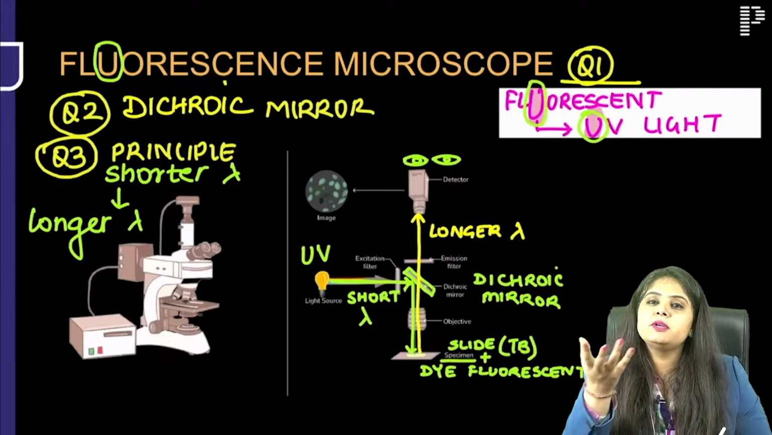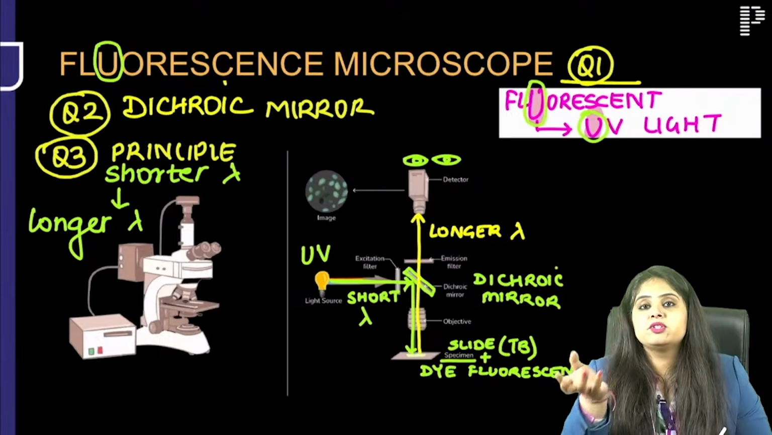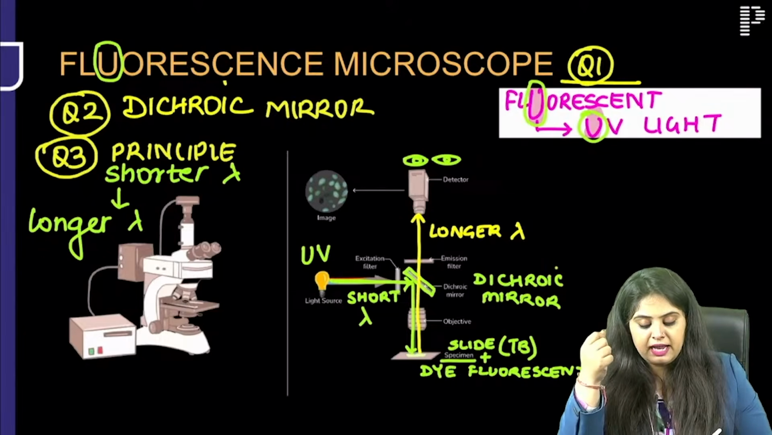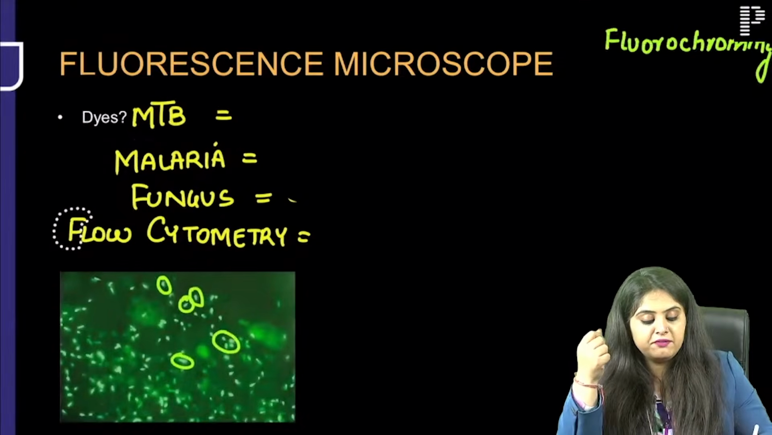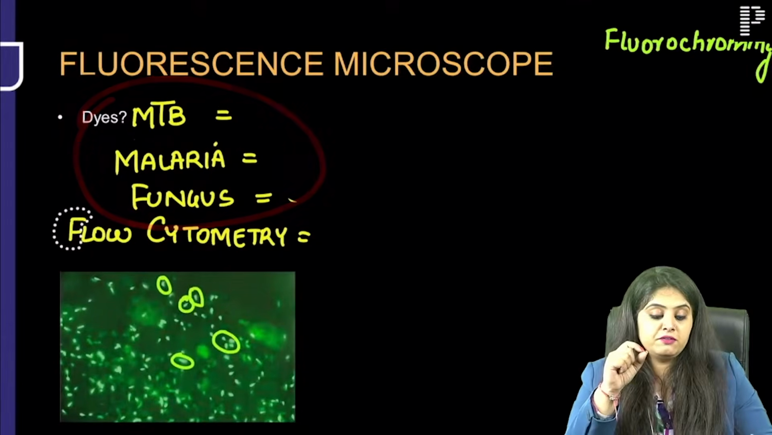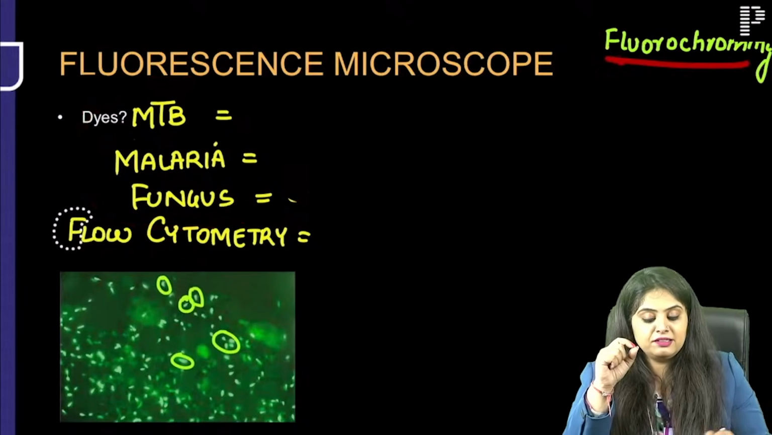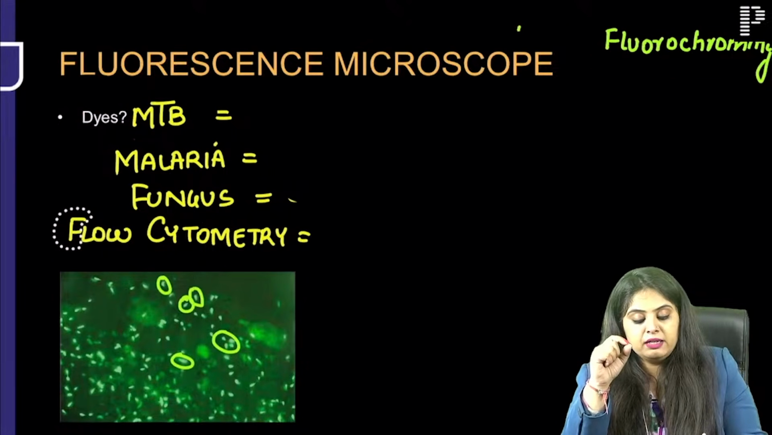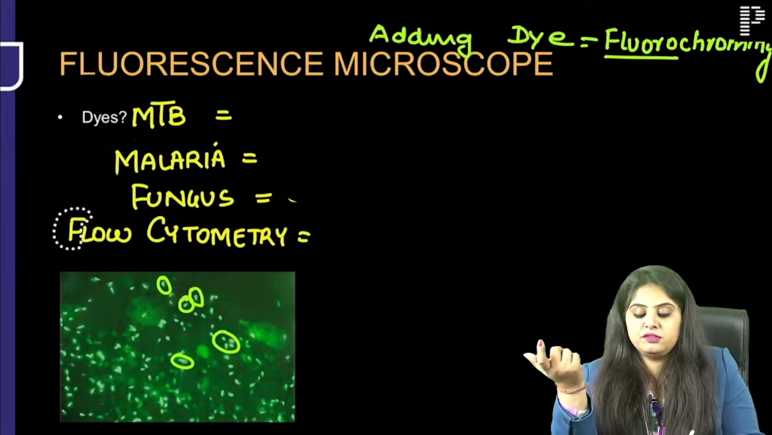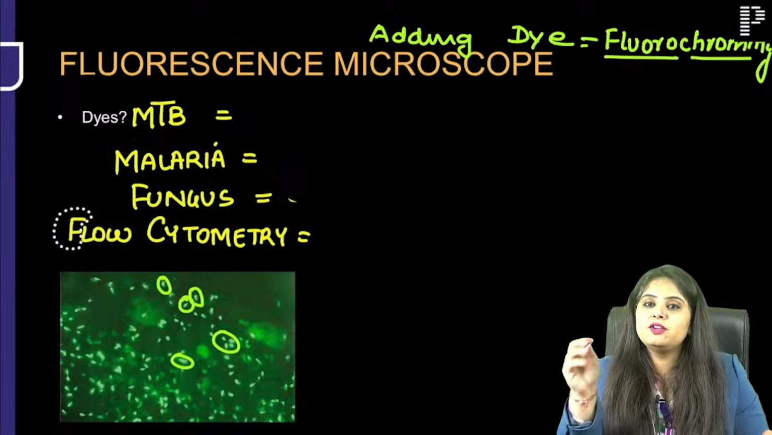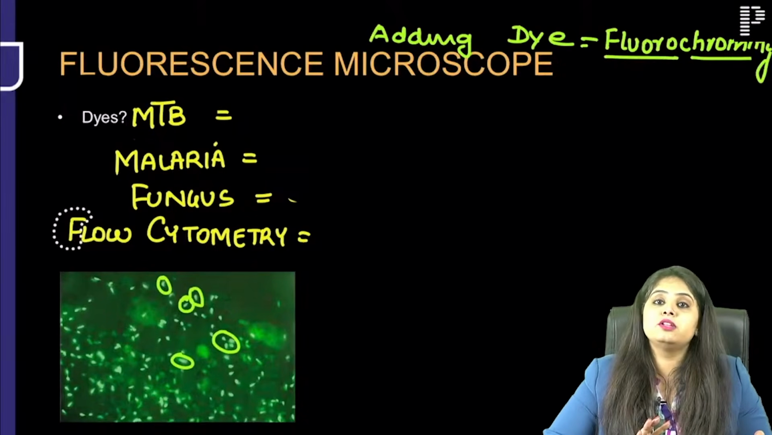So you will say, ma'am, because in the patient you were suspecting TB, you added a fluorescent dye. What if the patient had malaria? What if the patient had fungus? This means that for every organism you have a different fluorescent dye. Adding dyes is known as fluorochroming. Fluoro means fluorescent, chroma means color. So when you are adding fluorescent colors, that is known as fluorochroming.